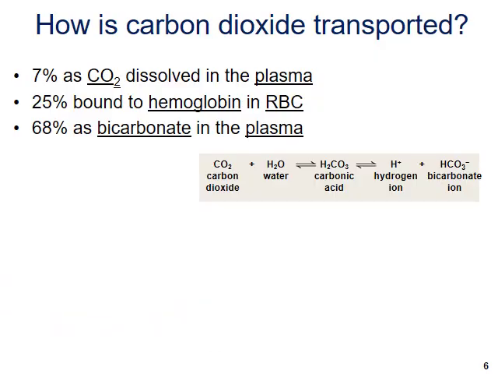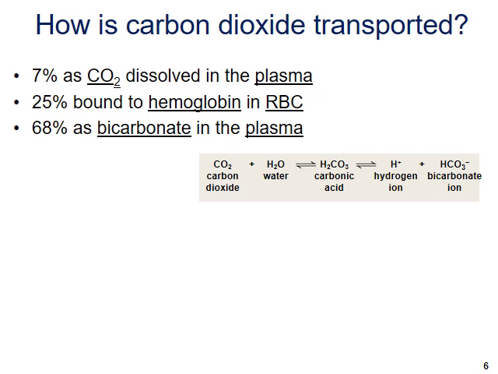So we want to look at how carbon dioxide is transported by the body. For review from the previous slide, oxygen is transported by binding to hemoglobin, but CO2 can do one of 3 things. A little bit of it will just dissolve in the plasma, and it will stay dissolved in the plasma as CO2, and just travel around.